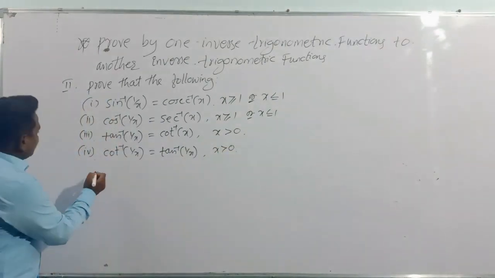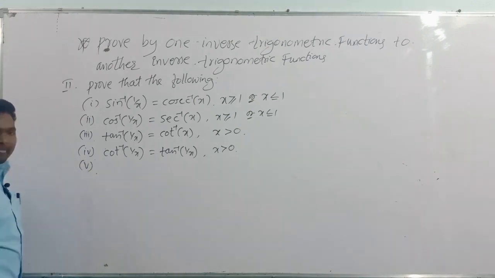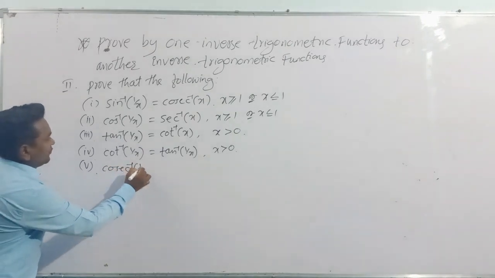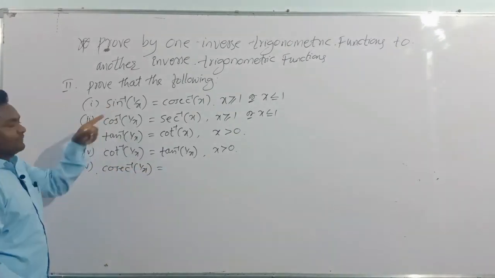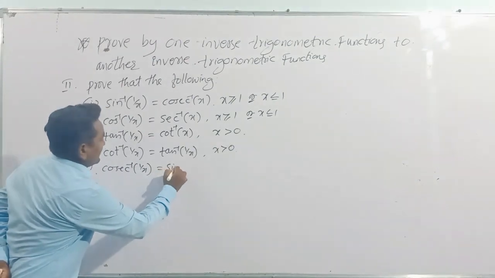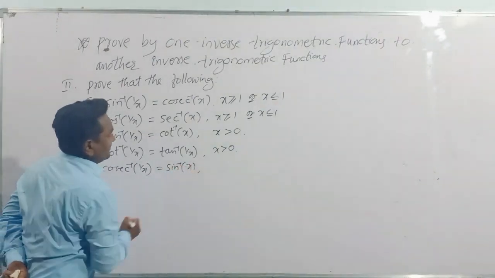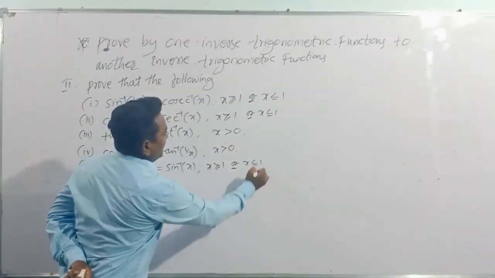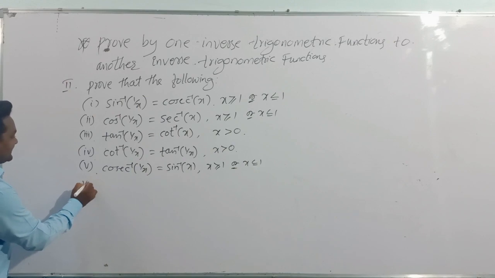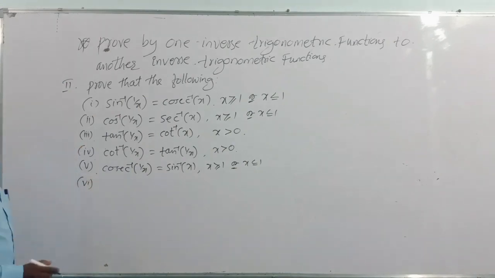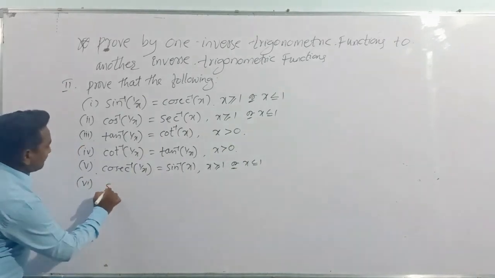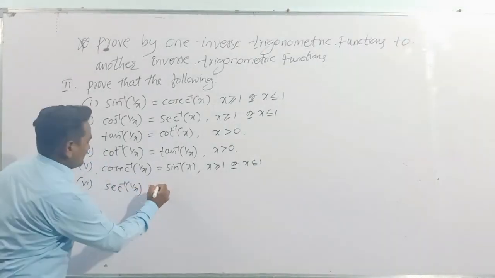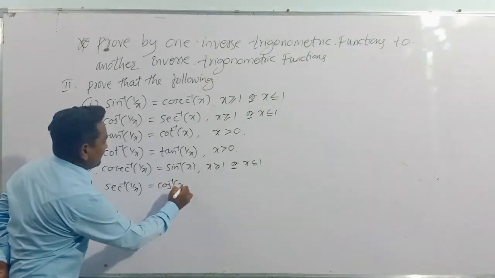Now fifth one is cosec inverse 1 by x is equal to sin inverse x. Here x greater than or equal to 1 or x less than or equal to minus 1. Now sixth one is sec inverse 1 by x is equal to cos inverse x.